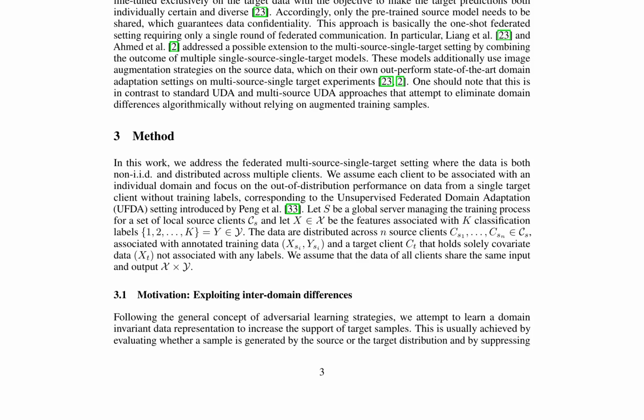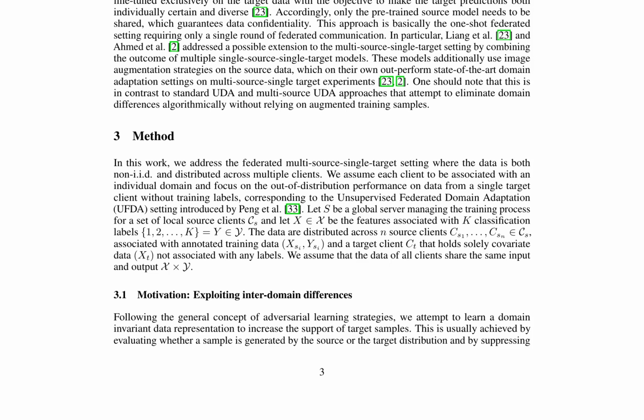This work addresses the federated multi-source single-target setting, where data is non-i.i.d. and distributed across multiple clients. The authors propose Federated Adversarial Cross Training, FACT, a novel training scheme that leverages interdomain differences to maximize information transfer to an independent target domain without labeled data.